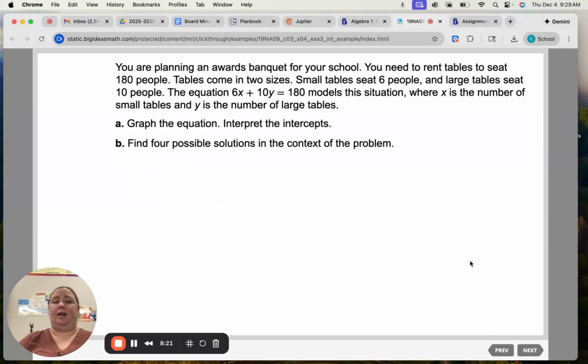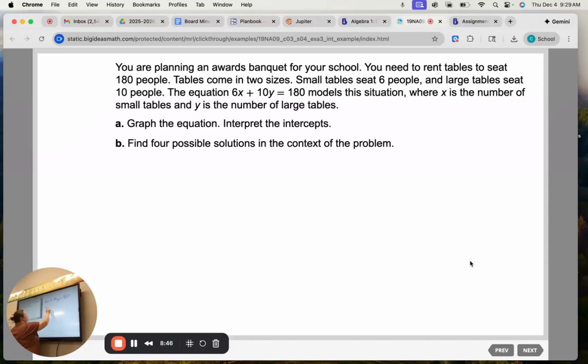We're going back. We're going to do it ourselves. It said to interpret the intercepts. So 6x plus 10y equals 180.